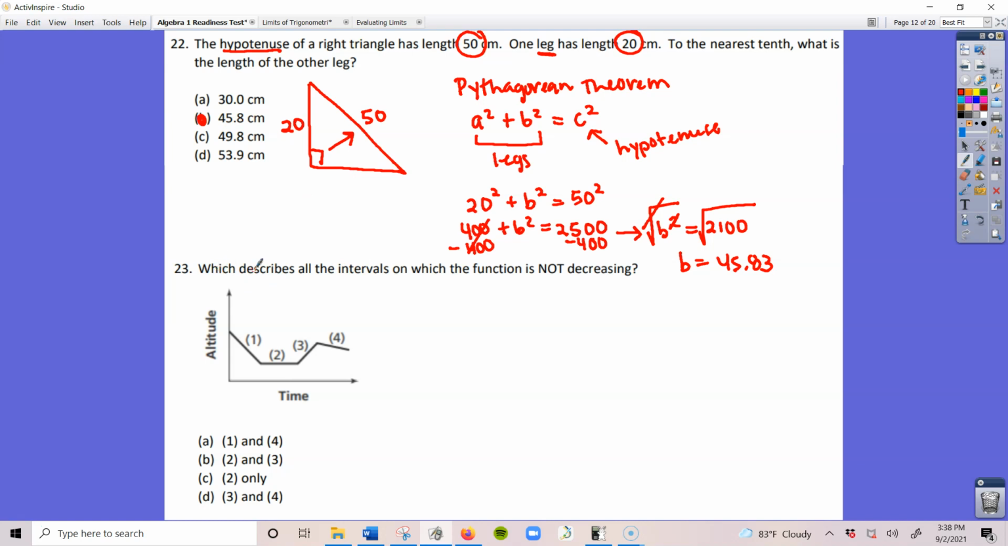Last one, which describes all the intervals on which the function is not decreasing. So we're just looking for when over here we can cross out all of the ones that are decreasing. 1 is going down, so that's decreasing. 2 is not decreasing. 3 is going up, so that's increasing. And then 4 is going down, which is decreasing. So the intervals in which the function is not decreasing are 2 and 3. So the answer would be B. And that's numbers 12 through 23.